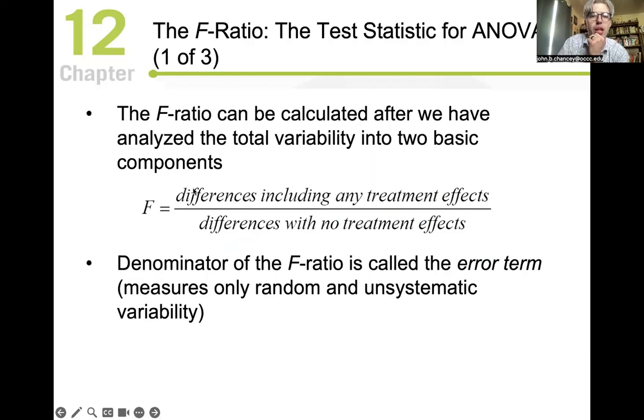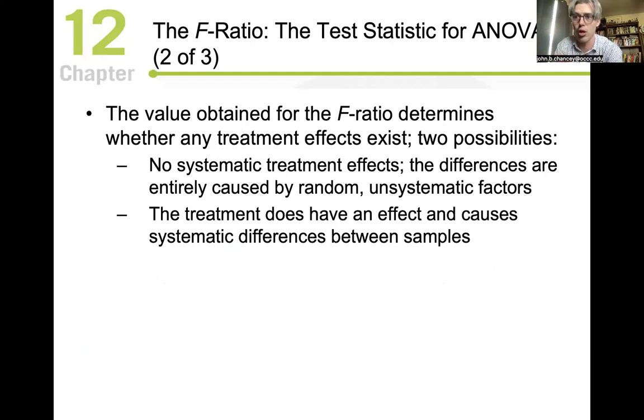So essentially, what we're looking at is F is going to be our differences that include any treatment effects in the numerator, and the denominator is differences with no treatment effects. So the denominator is called the error term. What it measures is only random and unsystematic variability, the things that could influence our results that are not the independent variable, what we're clearly manipulating. So the value of that F ratio determines whether any treatment effect actually exists.